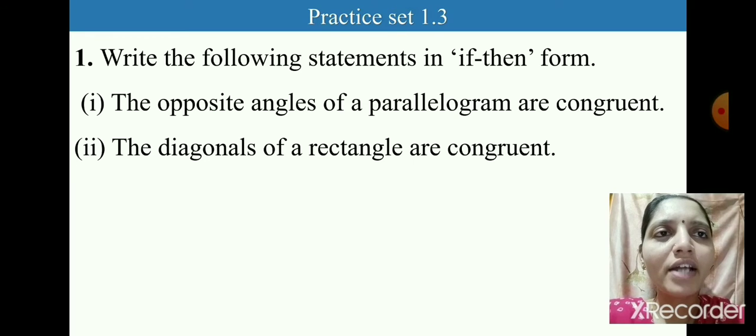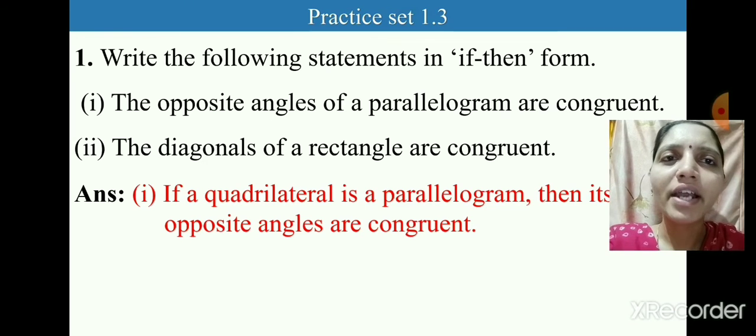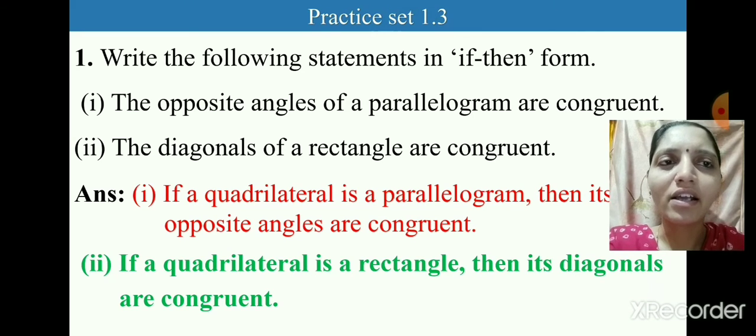First, it is given that write the following statements in if-then form. So you have to convert the given statement into conditional form. So what is the first statement? The opposite angles of a parallelogram are congruent. So how to write it? If a quadrilateral is a parallelogram, then its opposite angles are congruent. Then what is the next statement? The diagonals of a rectangle are congruent. So how can you write it in the conditional form? If a quadrilateral is a rectangle, then its diagonals are congruent.